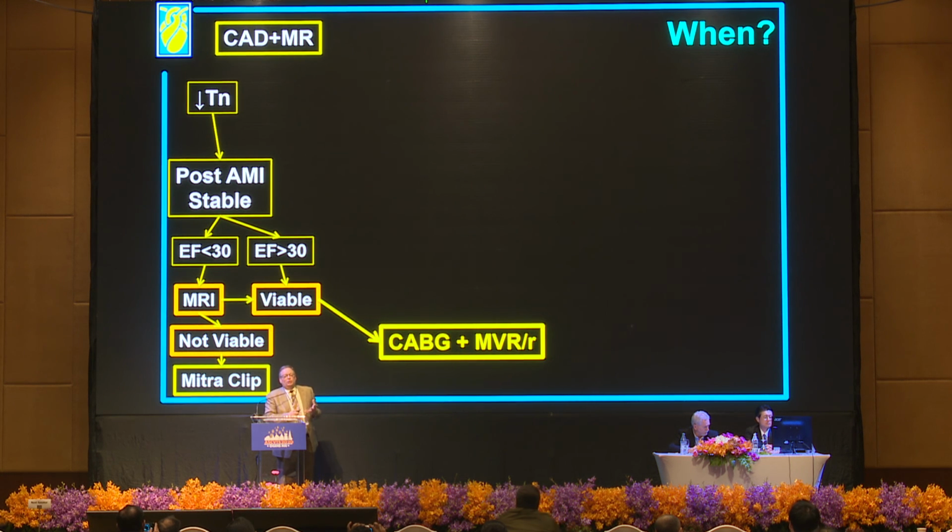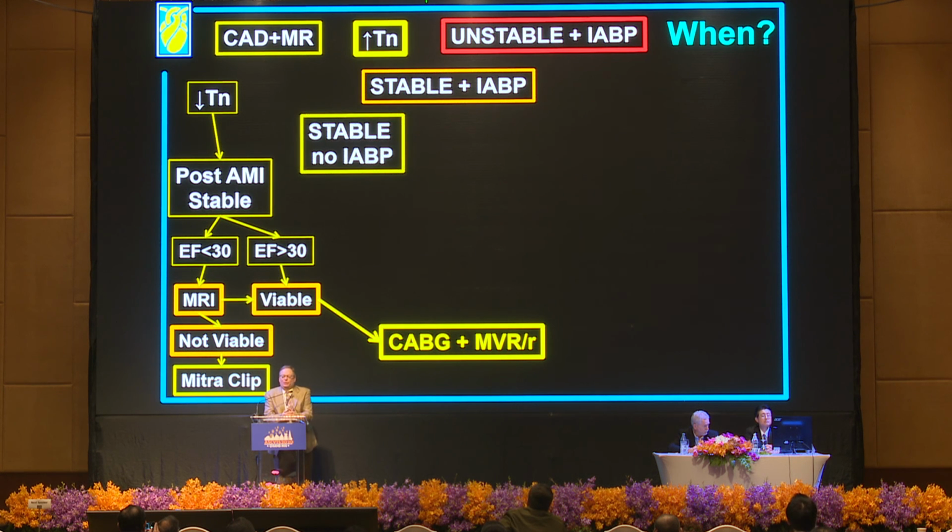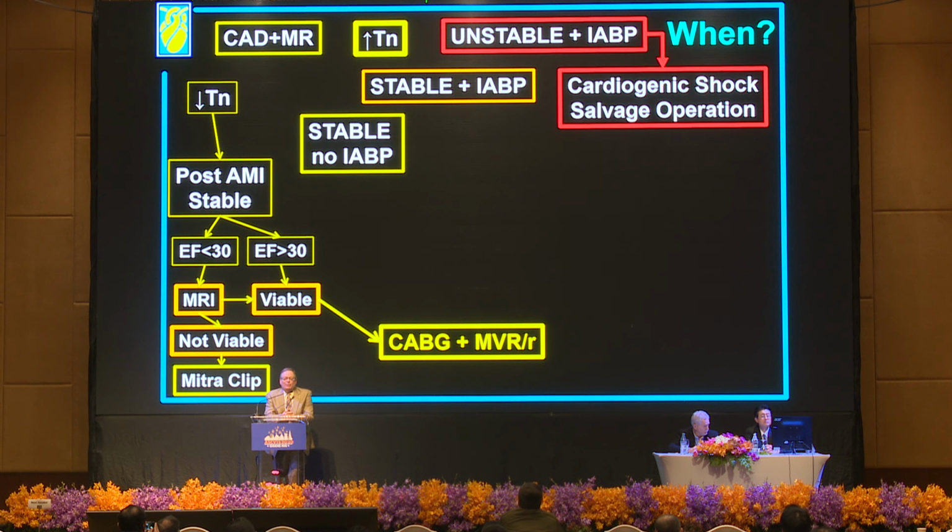In the acute group, rather than the chronic group, who come in with elevated troponins, again, we have three groups: unstable with a balloon pump, stable with a balloon pump, or stable without a balloon pump. So the unstable people, if they were unstable with the balloon pump, they're going to go to emergency surgery. They're in cardiogenic shock. This is a salvage operation. Mortality is greater than 50%. It's a high-risk thing. Usually these are people with papillary muscle rupture who need to go to the OR.